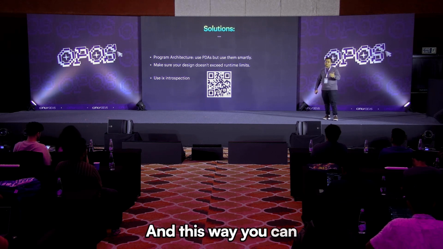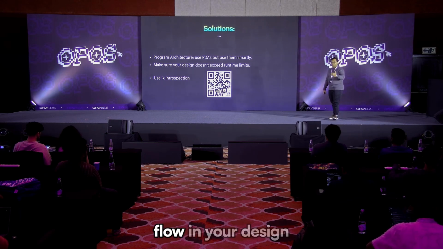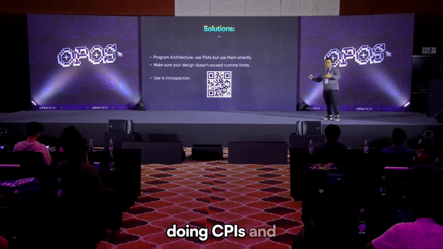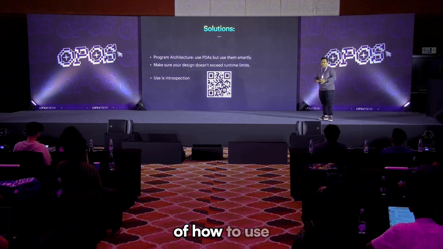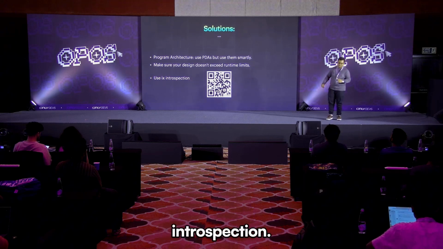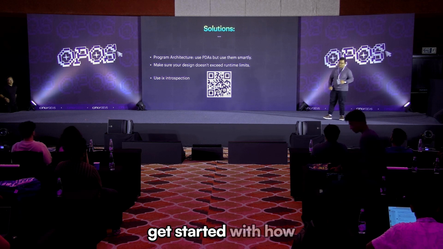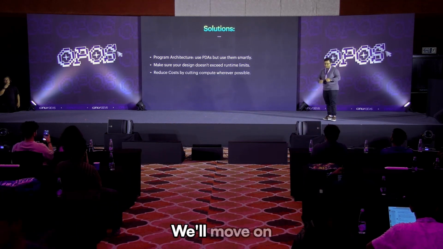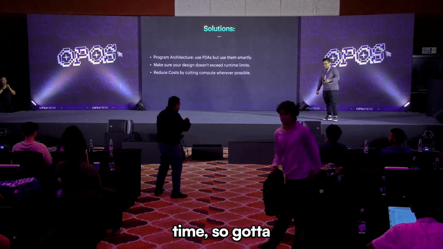And this way you can build a lot more complicated flow in your design, where you can do a lot more than just doing CPIs and getting limited by the limit. So here you have a good example of how to use introspection. Feel free to scan the QR code and get started with how introspection works, right? We'll move on to the third solution here, running short on time, so gotta keep it quick.